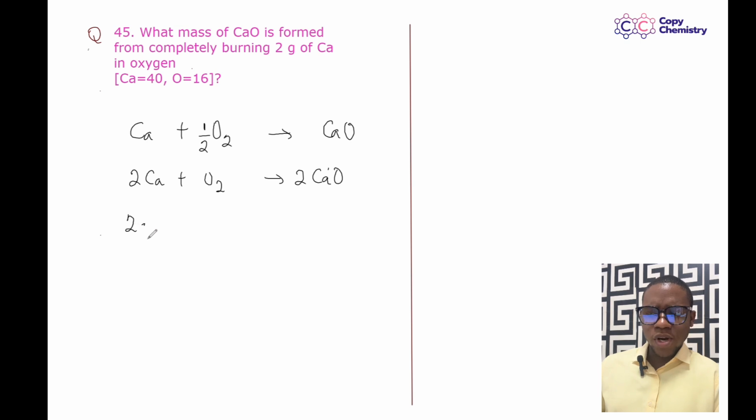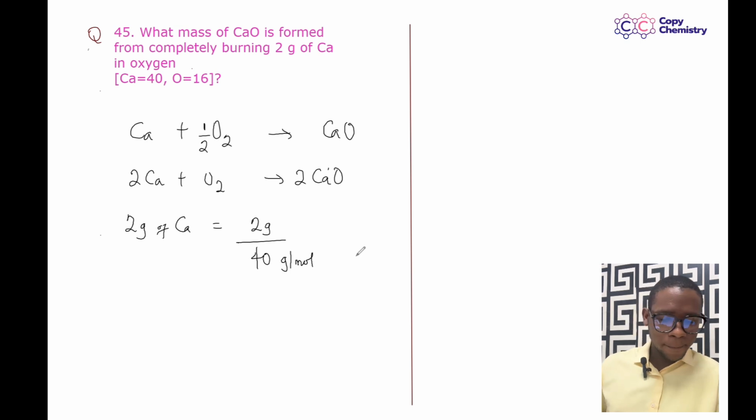If we're burning 2 grams of Ca, can you tell me what that would be in moles of Ca? It's going to be 2 grams divided by the molar mass of Ca, which is 40. Ca is calcium, so 40 grams per mole. And this is like 1 over 20, and that should be around 0.05. So that's the number of moles of calcium that we are burning.